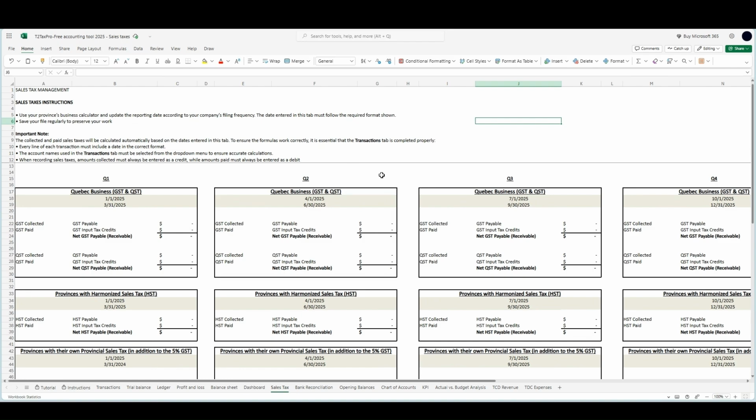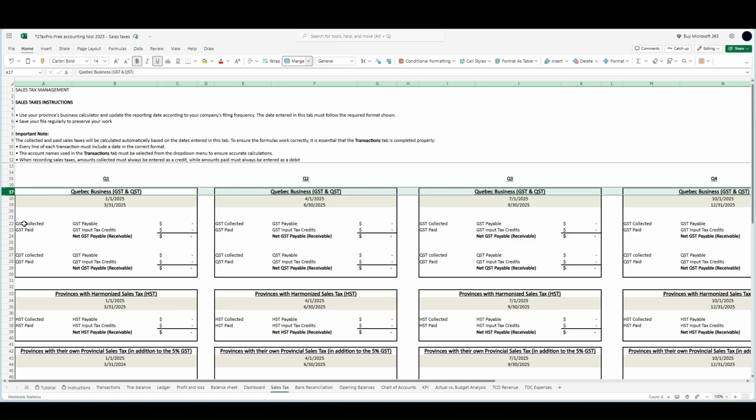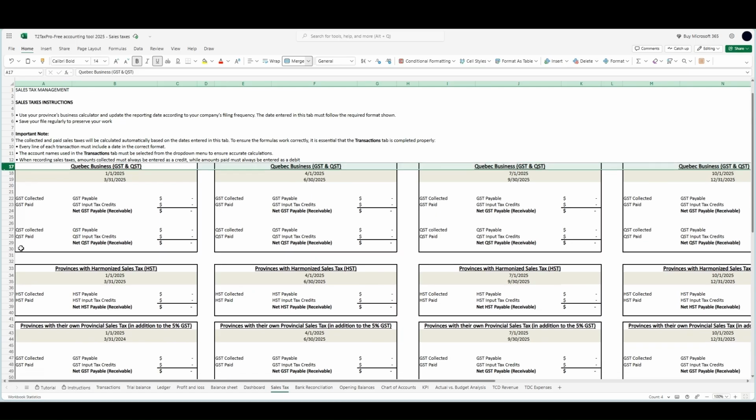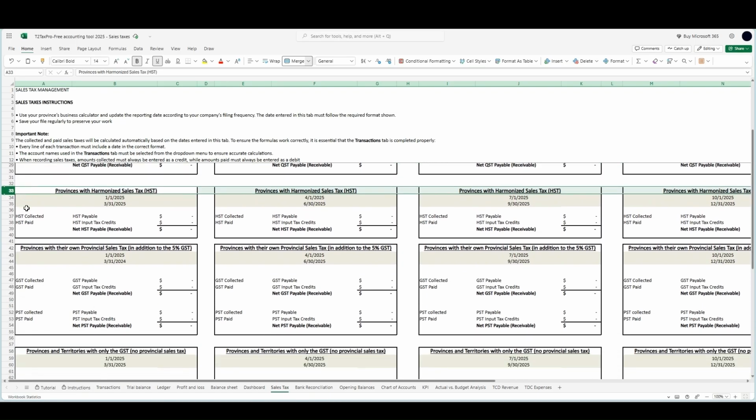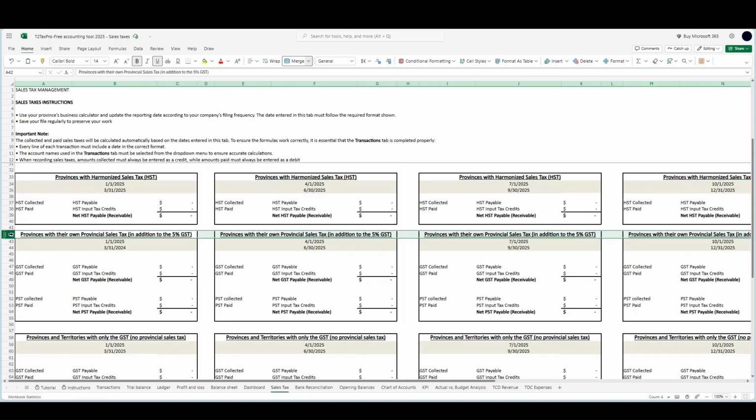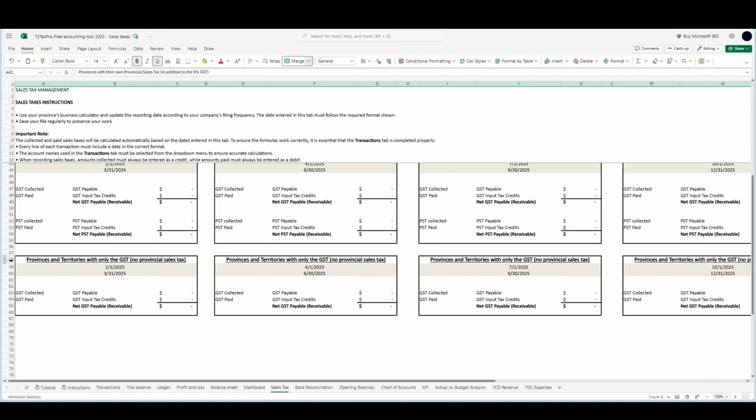First, identify your province's sales tax structure and determine which sales tax accounts to use in the Transactions tab. Canada has 4 main setups. Quebec uses GST and QST. Some provinces use Harmonized Sales Tax, HST. Others apply a separate provincial sales tax, PST, alongside the 5% GST. And some provinces and territories only apply the GST.